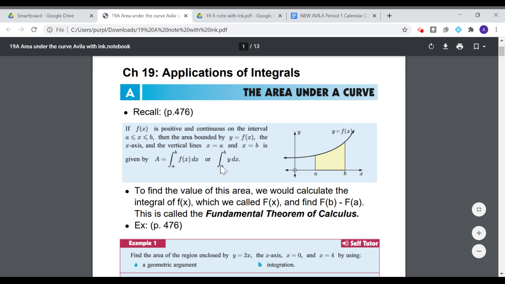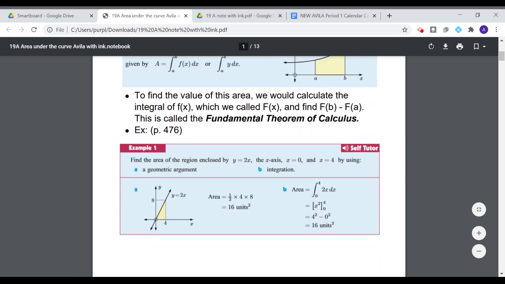Now, if we want to actually calculate this, we use what's called the fundamental theorem of calculus, which says that if I take the integral and evaluate it at b, and I take the integral and evaluate it at a, and I subtract them, then I should get the value of this definite integral.